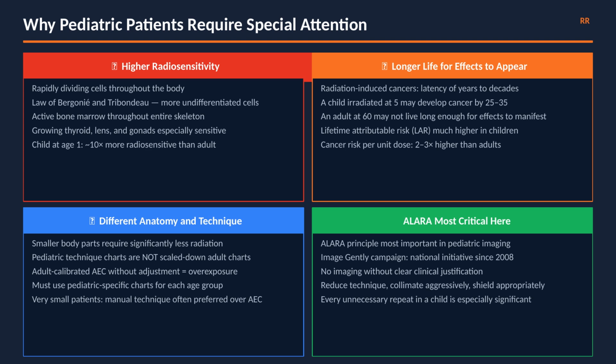Longer lifespan for effects to appear. Radiation-induced cancers have latency periods measured in years to decades. A child irradiated at age 5 may develop cancer at 25 to 35. An adult irradiated at 60 may not live long enough for a stochastic effect to manifest. Lifetime attributable risk is much higher in pediatric patients.